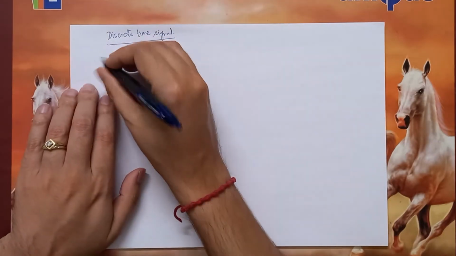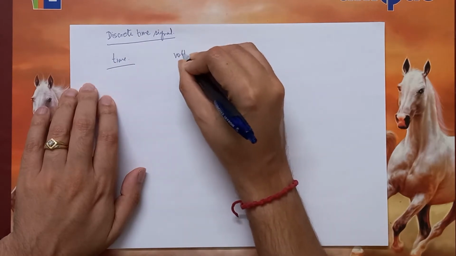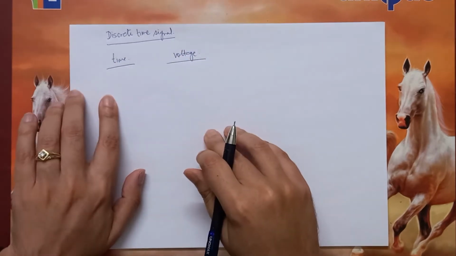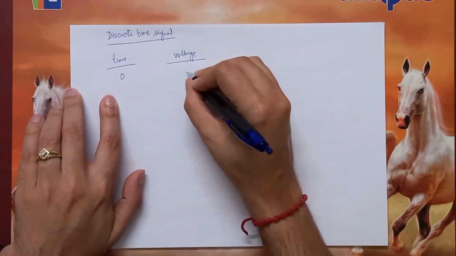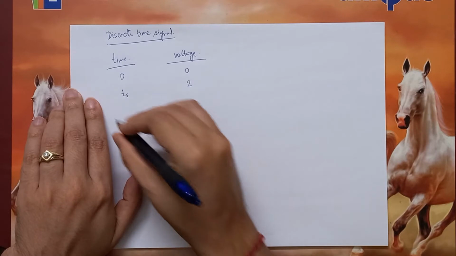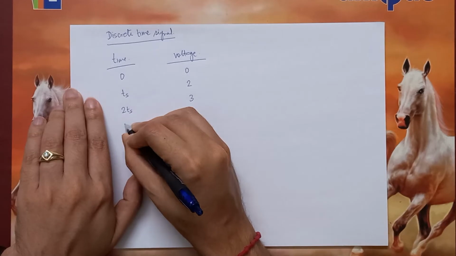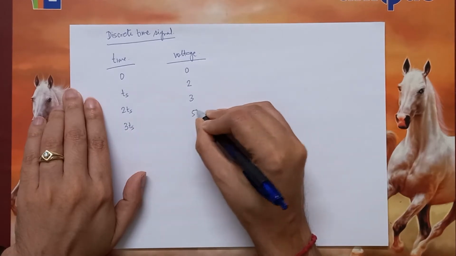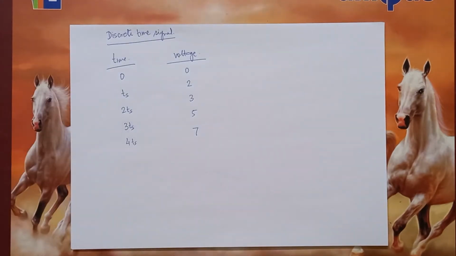So if we write the time and let's say the voltage, let's say time t equal to 0, the voltage is 0. At time Ts, we saw that the voltage is 2 volts. At time t equal to 2Ts, it's 3 volts. At 3Ts, it's 5 volts. At 4Ts, it's 7 volts, and so on. Suppose we were to denote the signal in this kind of a format.